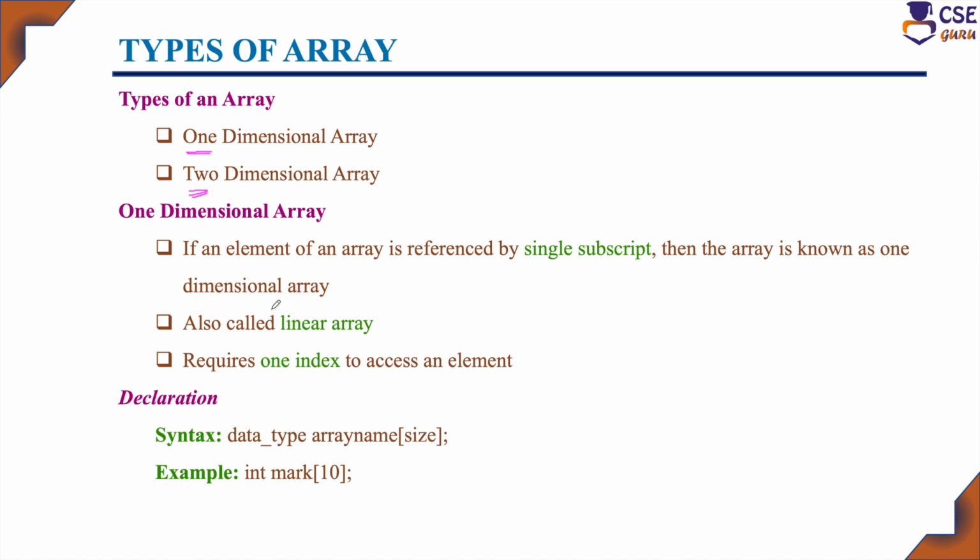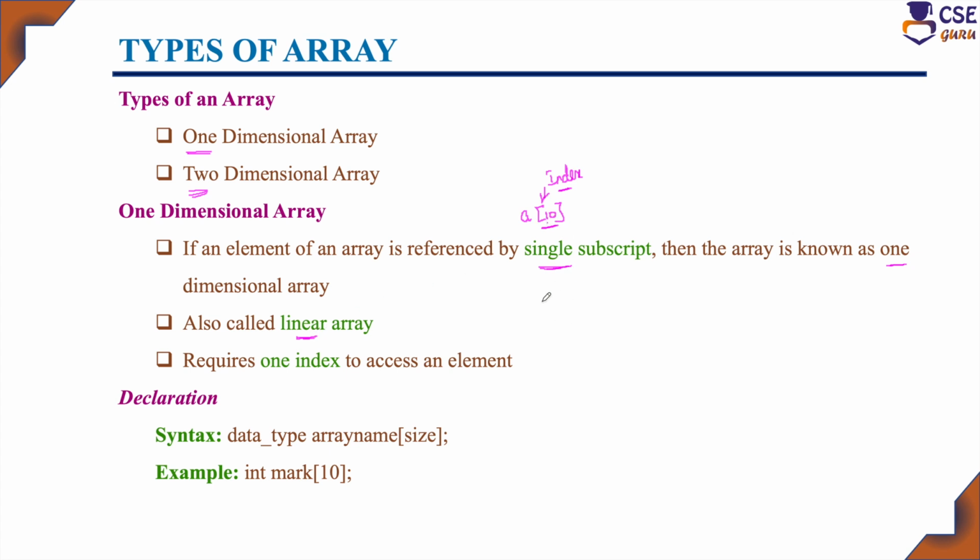One-dimensional array, if we are considering in the sense, if the element of an array is referenced by single subscript, that is A of 10. So here 10 is the subscript or index, we will tell it. So if the element of an array is referenced by single subscript or index, this array is called one-dimensional array. It is also called linear array.